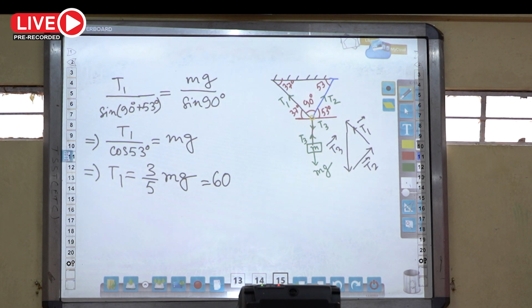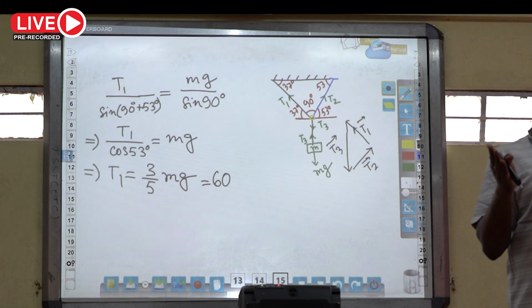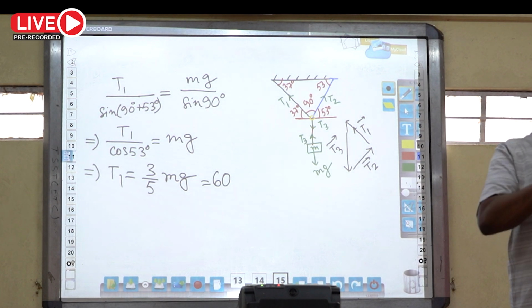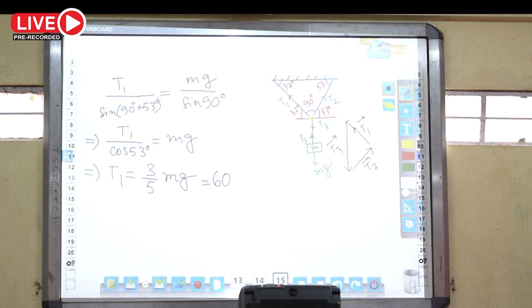Question number 11. A small pencil is placed in front of a concave mirror of radius of curvature 20 cm. If the image of the pencil formed by the mirror is inverted, inverted means real image formed. Then the distance of the pencil from the mirror may be equal to. See, radius of curvature is given 20, so focal length is 10. And if the object is at a distance greater than focal length, then only real image is formed. Because if it is less than focal length, then virtual image will be formed. So it should be greater than 10.